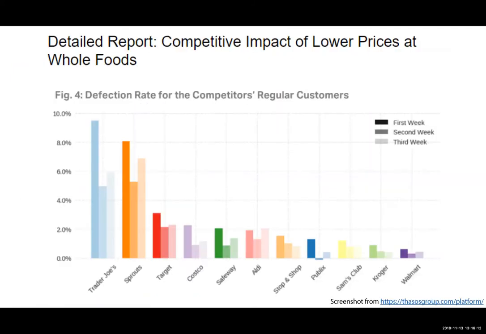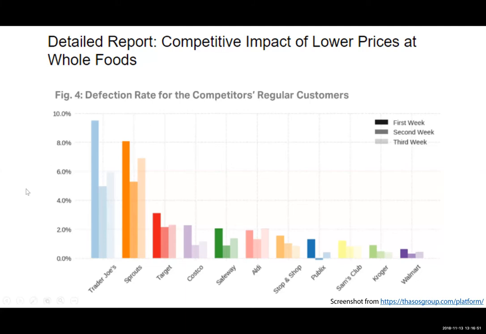So this is a use case study. They provide on their website a couple of slides of how this data might be used. This is from the thesosgroup.com website. Detailed report: competitive impact of lower prices at Whole Foods. A couple of months ago, Whole Foods was purchased by Amazon, right? Okay, so what did Amazon do? Well, they lowered prices across the board. Well, maybe not across the board, but they lowered a bunch of prices at Whole Foods in order to draw customers.